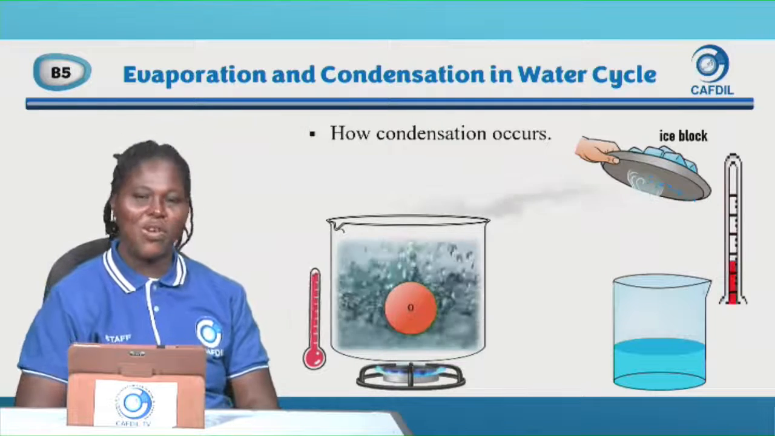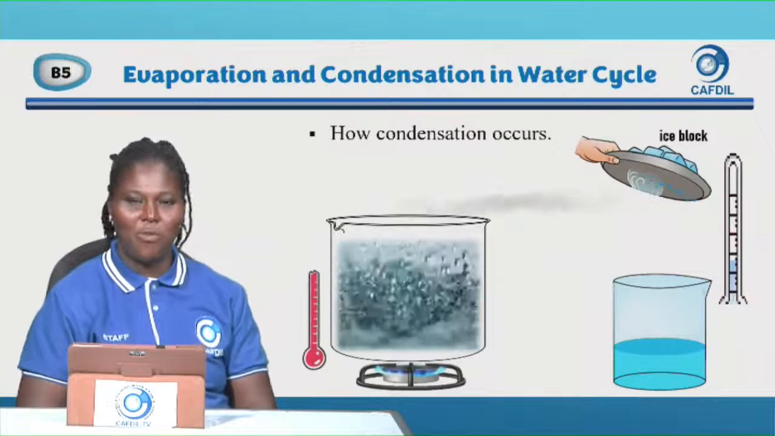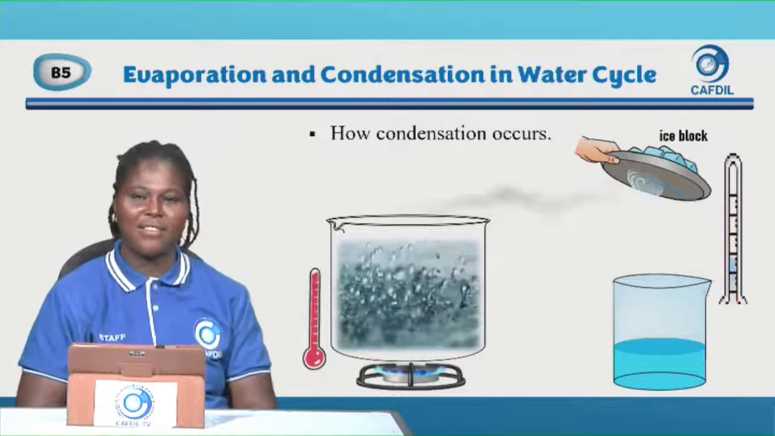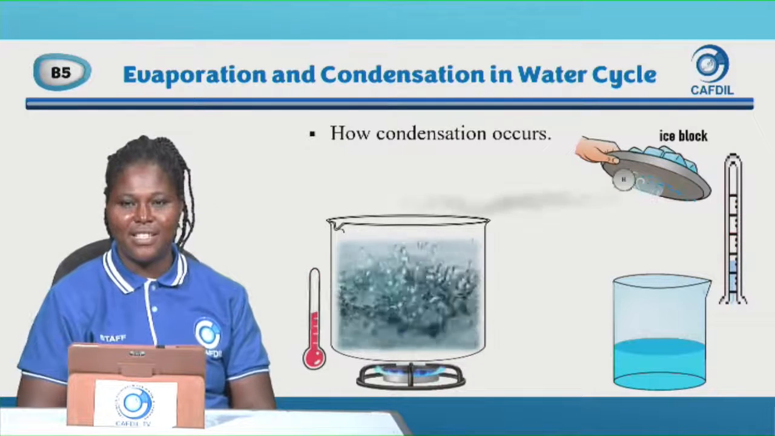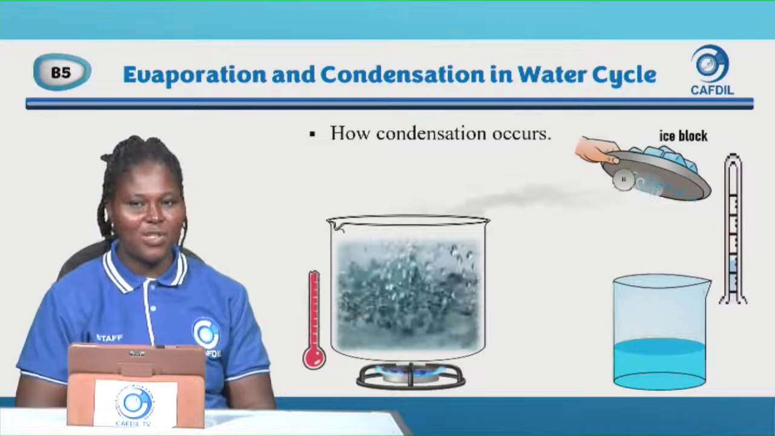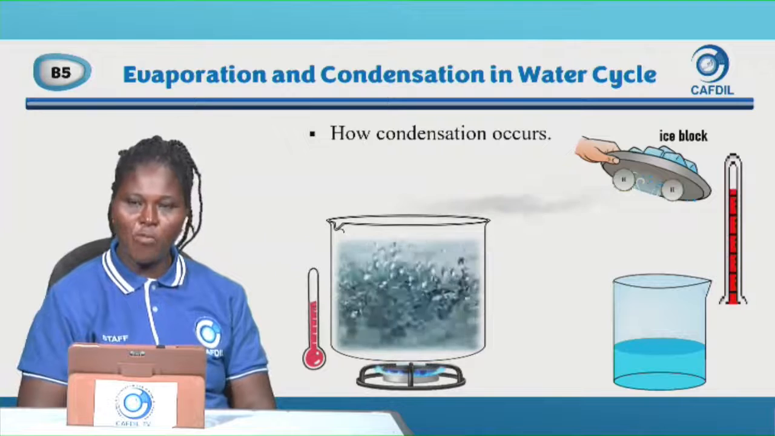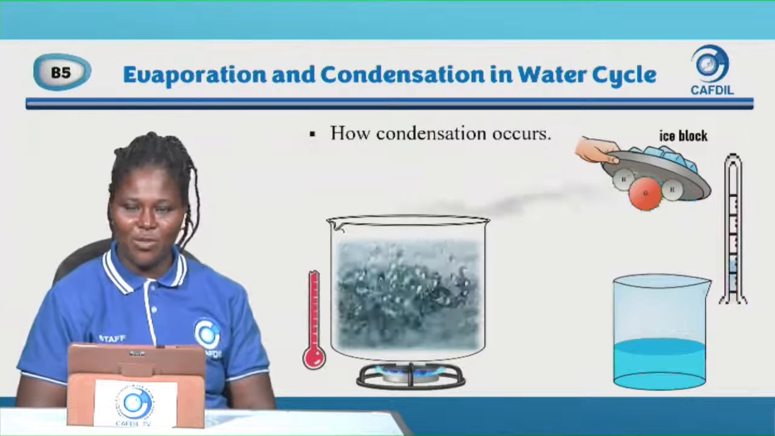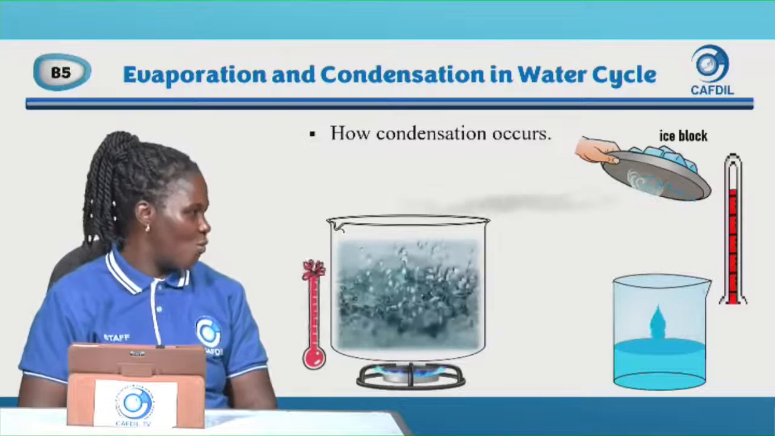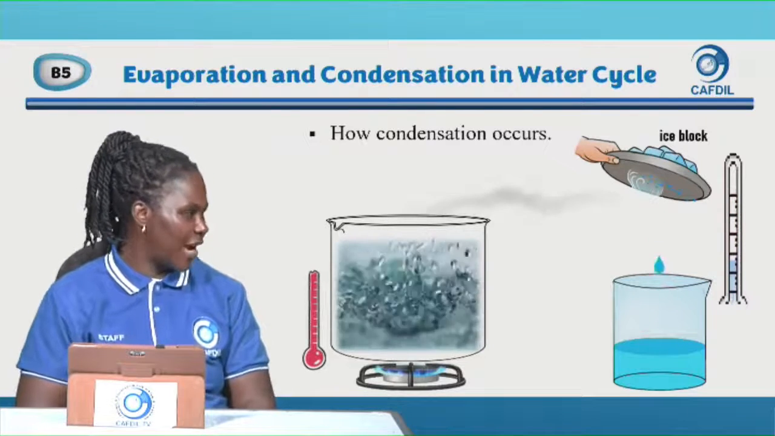What will happen to the oxygen? Let's look at it. It's also going. Where do they go? They will come back. Yes, when they condense, when they get to the lid, they will form water again. So they are all back there and they will fall as water. So this is how condensation occurs.